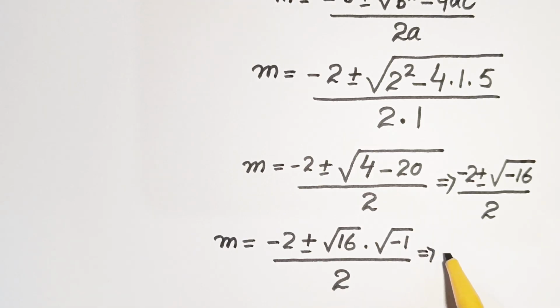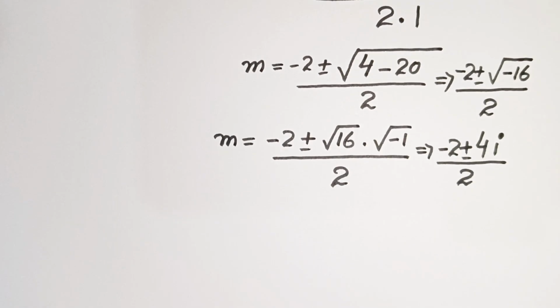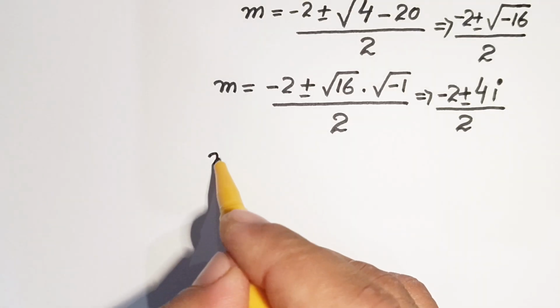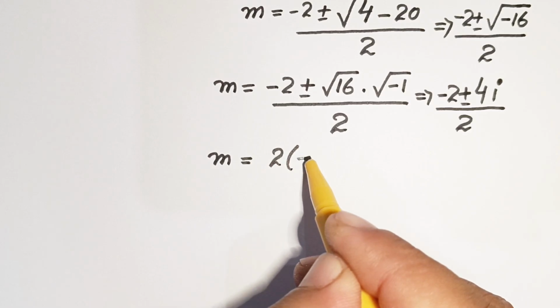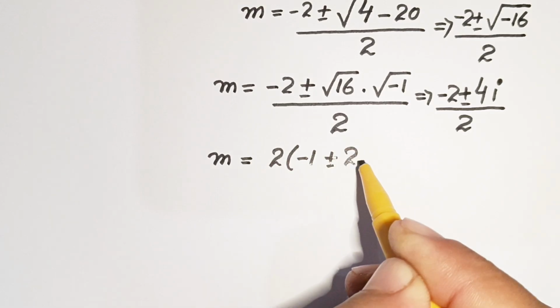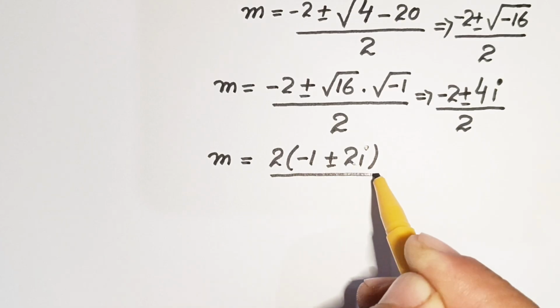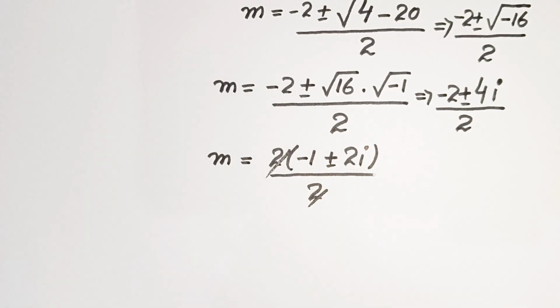Then we have minus 2 plus minus square root of 16 is 4, and square root of minus 1 is equal to i, which is iota, all over 2. Now if we take 2 common, we have m is equal to minus 1 plus minus 2i all over 2. Cancelling 2 with 2, we have m is equal to minus 1 plus minus 2i.